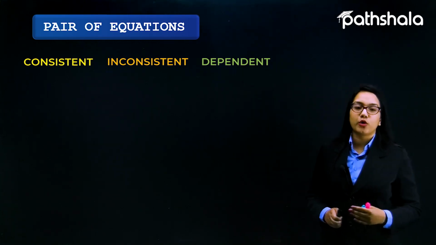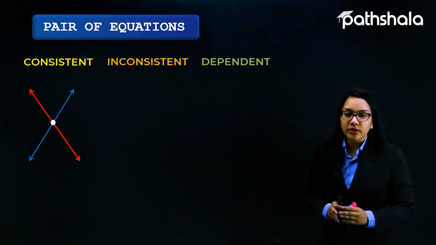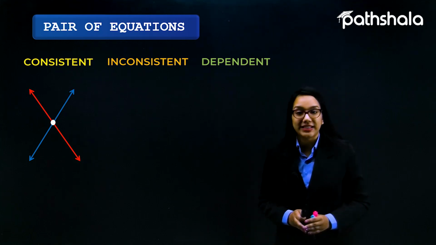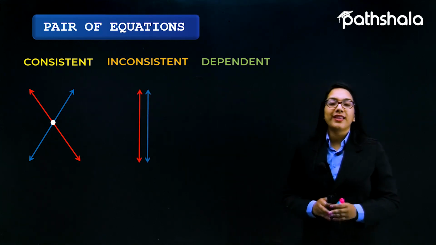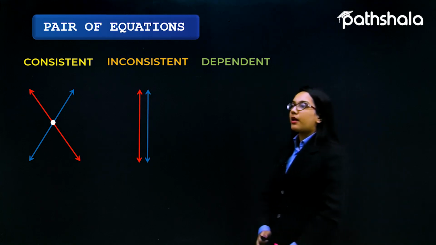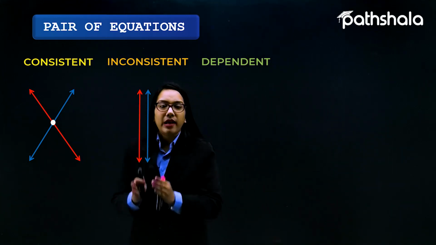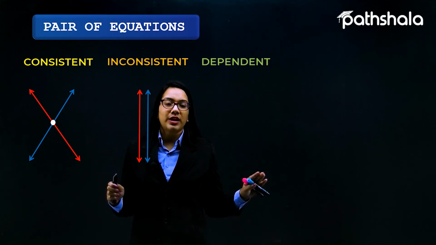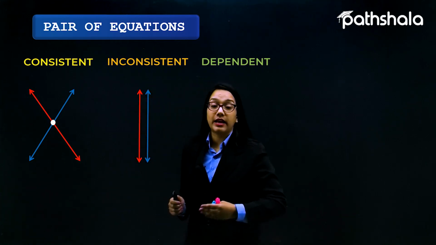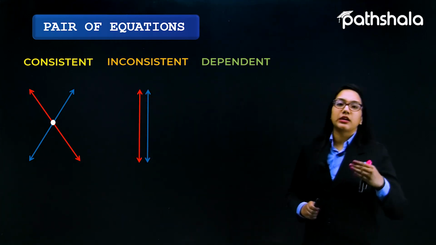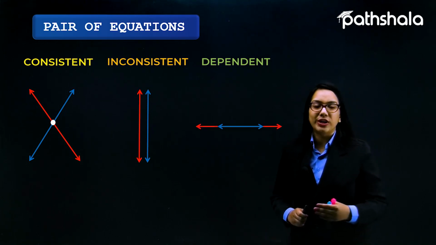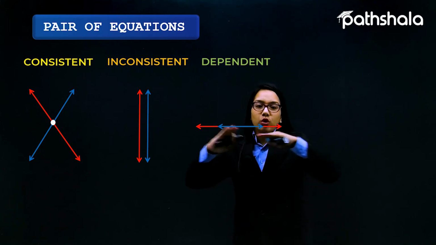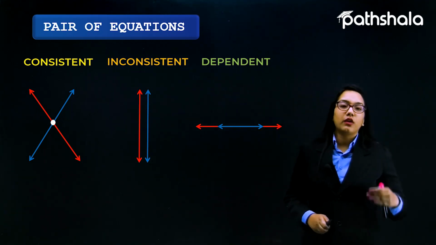If we are talking about being consistent, whenever the two lines are intersecting in such a manner, then they are definitely called consistent. Further, when they are parallel to each other, they have no common solution at all, then they are called inconsistent. And whenever the two lines are coincident, meaning lying on each other, as you can see, blue line, red line, both lying on each other, then they are called dependent.